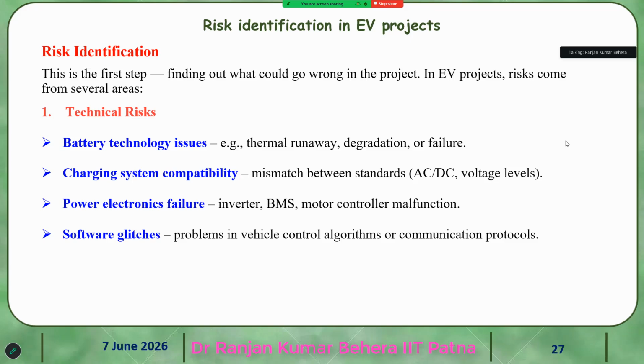And the second one is charging system compatibility. This is the mismatch between standard AC and DC voltage levels. In India we have one level of voltage and charging structure, and in other places it is different. So these are the different chargers, AC DC levels, and voltage levels.